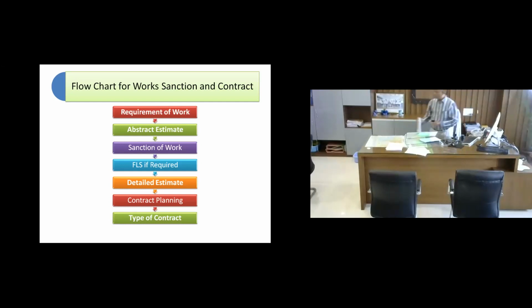Okay, so once the requirement of work has been established that this is absolutely essential, then the authority requires some basis on which the work is to be sanctioned. So an abstract estimate is prepared, then sanction of work is done by a competent authority. In the case of projects, mostly it is the Railway Board, Ministry of Railways. Once a work is sanctioned, you go for final location survey, then detailed estimate preparation. Once the estimate is sanctioned, you start planning the contract, go ahead with the invitation of tender and finalize the contract.